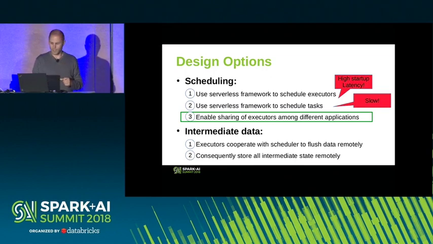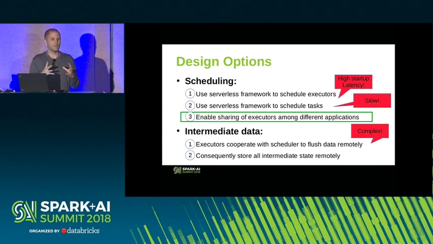The second design piece, the component we had to think about how to change, was how we should handle intermediate data. One option would be to allow Spark executors to cooperate with the scheduler, so have the scheduler inform the executors about upcoming scale out or scale in events, so that the executors, if they get informed about this, can push out all their local state to a remote storage location. That would be one option. We consider that to be rather complex to implement.